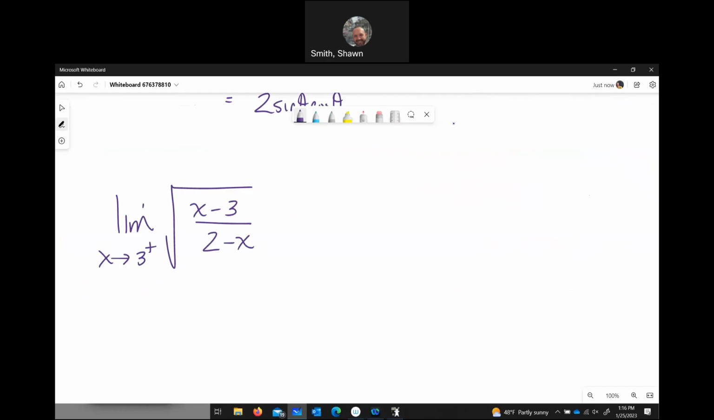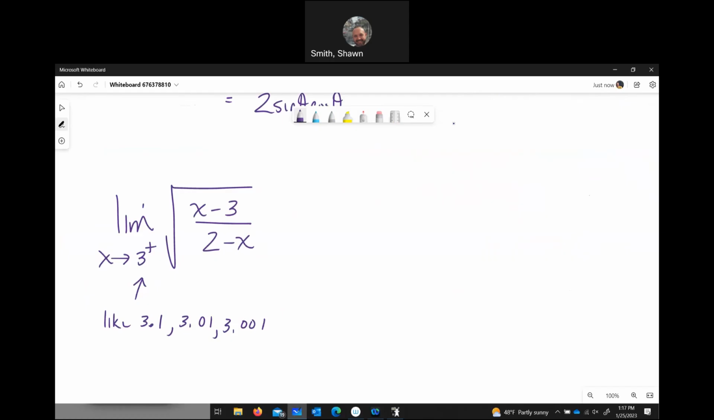Remember, putting in the actual number is just a trick to help sometimes, right? The idea of a limit is you're approaching 3, in this case from the right. So these are numbers like 3.1, 3.01, 3.001, something like that, right? Looking at the function itself, the radicand, that quotient, x minus 3 over 2 minus x, there's nothing I can simplify. Nothing factors, nothing cancels, it's as simplified as possible right there.